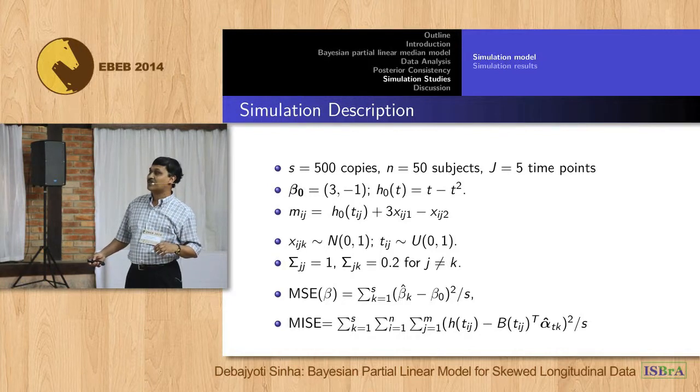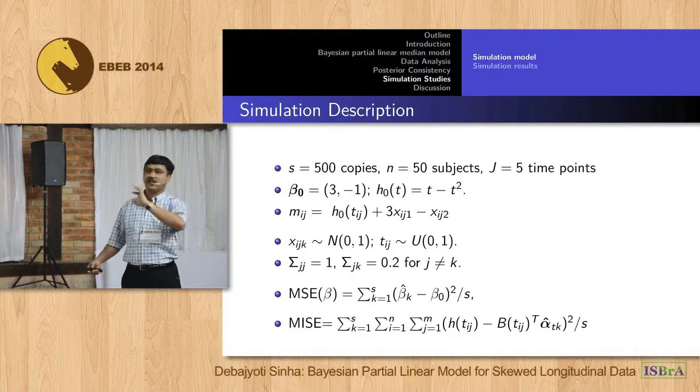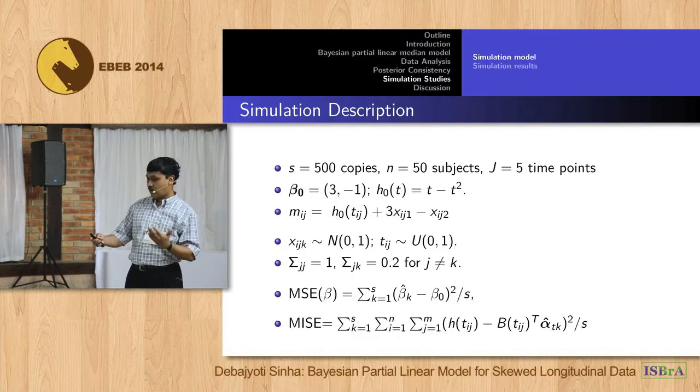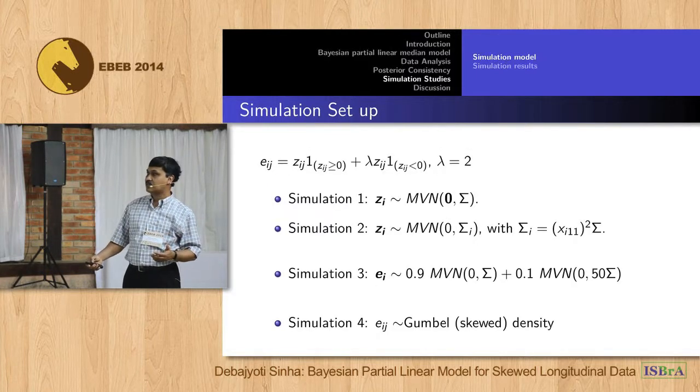So the first one we did is that in our model, the error distribution is basically normal. And the xi,jk's, those are the covariates which we are generating using this. Here, of course, our modeling assumption is correct, so this is the multivariate normal.